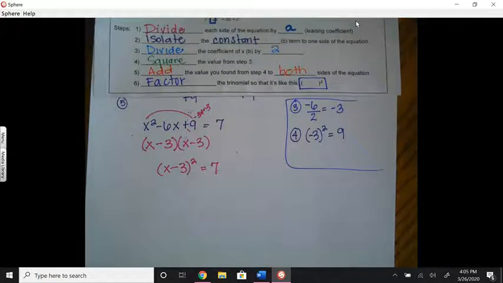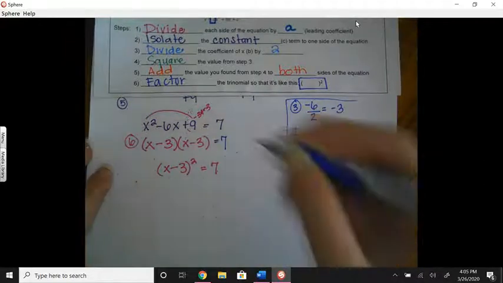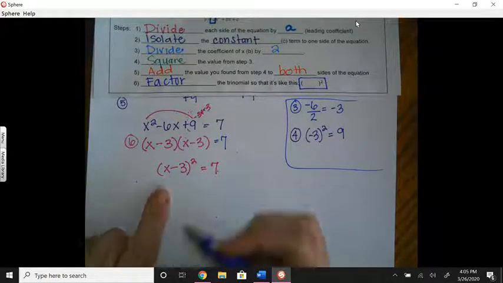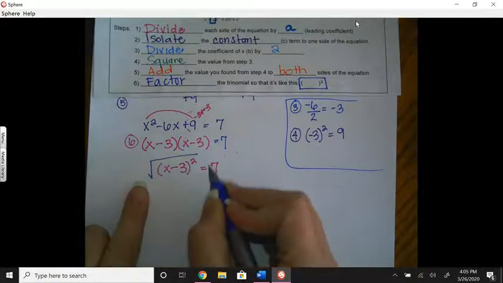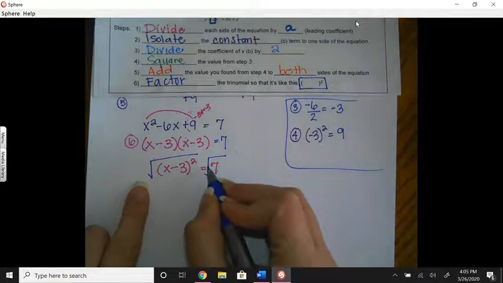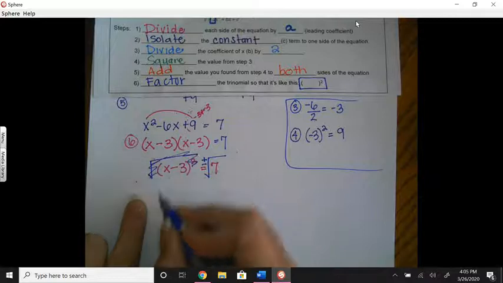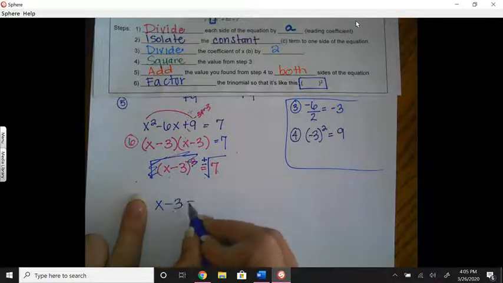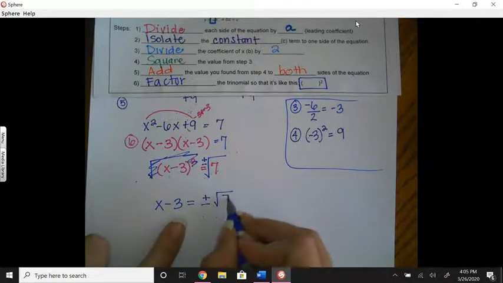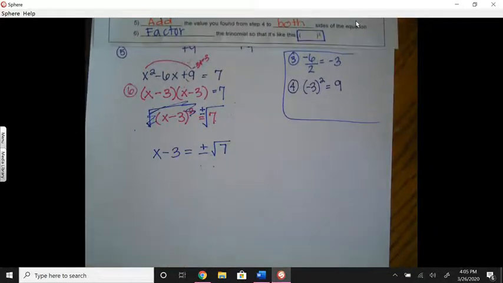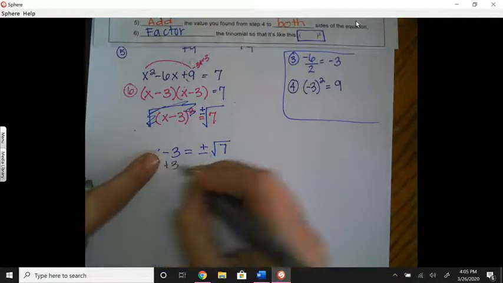And now we have completed the square, and we can now solve by using the square root property. So we can square root both sides, and remember when we square root both sides we need a plus or minus symbol. This will make the radical go away, those will undo each other. And then to get the x by itself, we're going to add 3 to both sides.